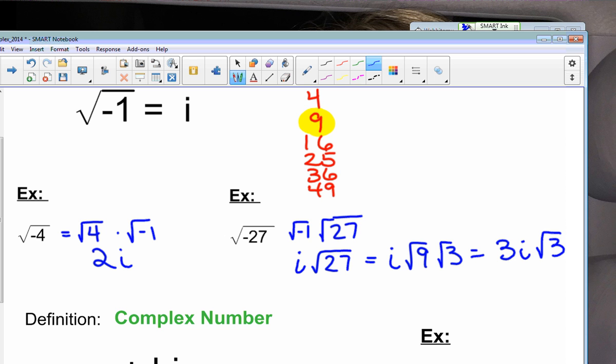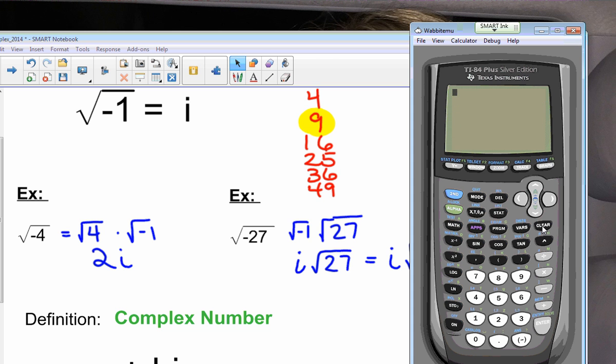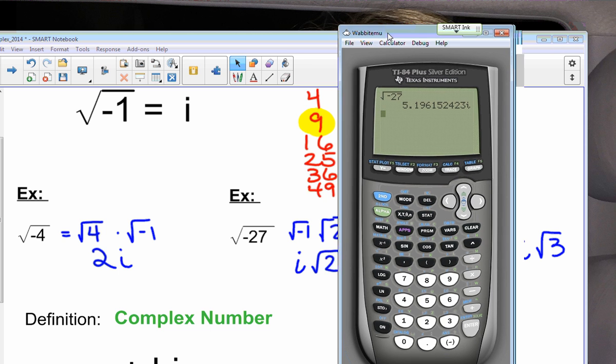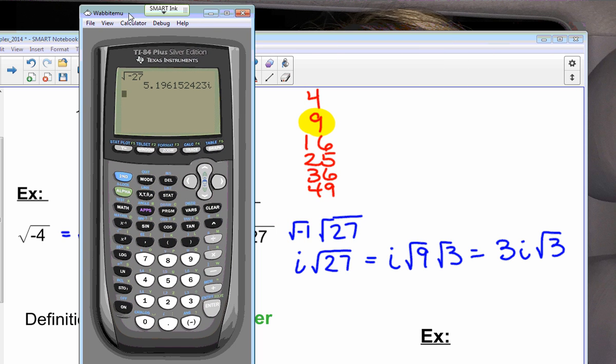Now, did the calculator really help us here? Not much. But the calculator, if you did the square root of negative 27, is going to give us a decimal. What we can use the calculator for is to double check our answer. So let me show you what I mean. If I go ahead and say the square root of negative 27, I'm going to get this whole big decimal and then the i. Do you see that? If I type in what I think I reduced it to, which is 3, now where's the i button on your calculator? Have you found it yet? Find it.